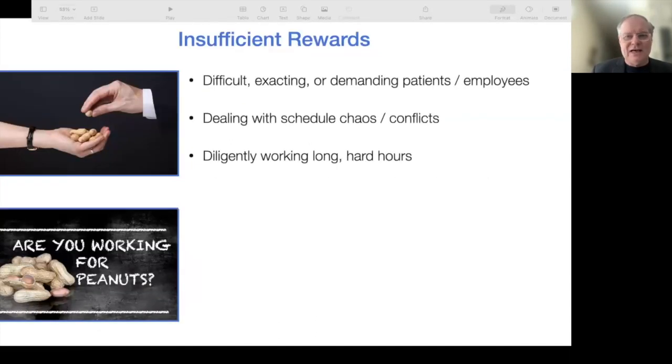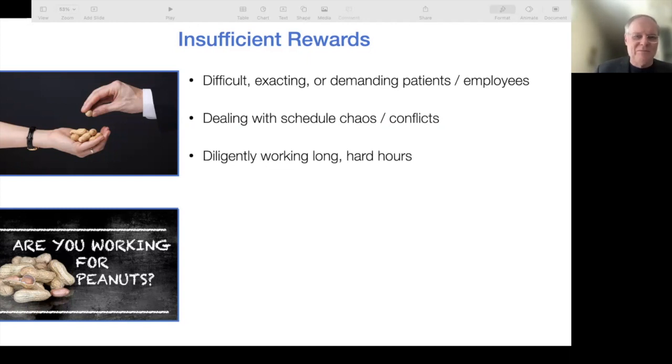Insufficient rewards. Again, we've all had that feeling, I'm sure, that I can't believe I'm doing this for this amount of money. It's like I'm working myself to death. But the reality is, money is not usually the motivator for people to stay at a job. It can be initially, but it's not long lasting.